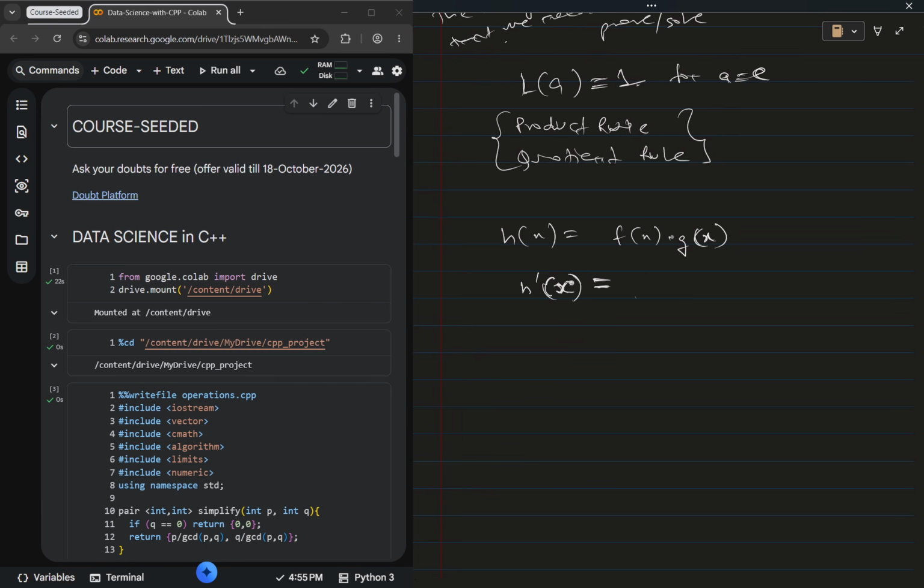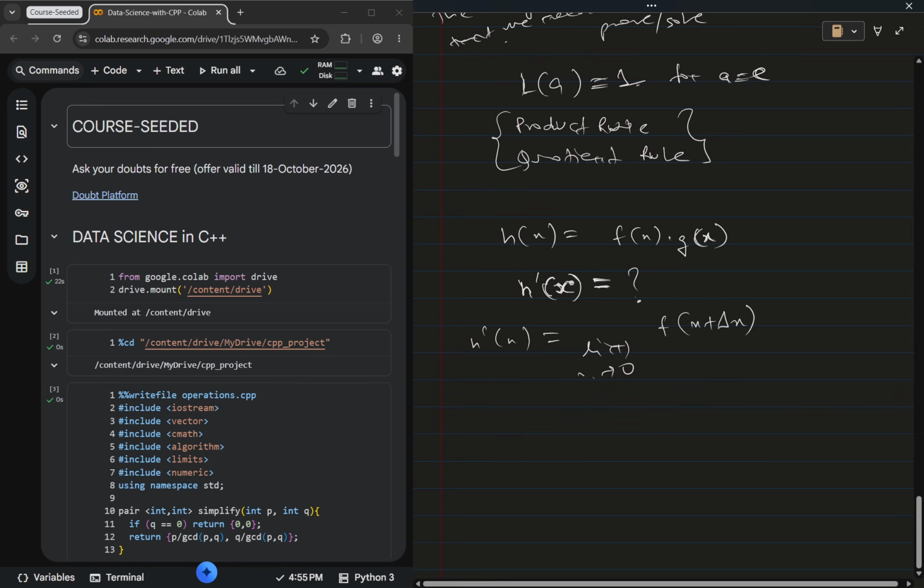So you have this h(x) equals f(x) times g(x). Okay, so I'm glitching heavily. Then you have this h dash x, which is your derivative of h(x), equals to something which we don't know yet. So let's begin with our proof. So let's say you have this h dash x equals to your limit of delta x tending to 0. We'll be just adding delta x to every function. You can use this h as well, but for this proof, I would prefer using delta x instead of h, because that's how I remember it.